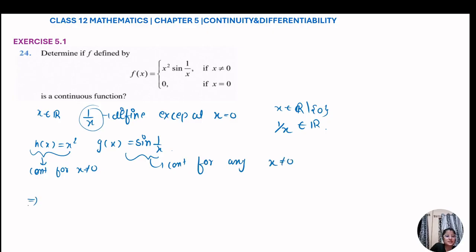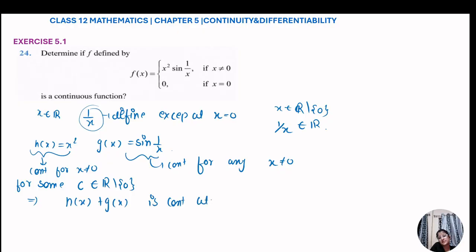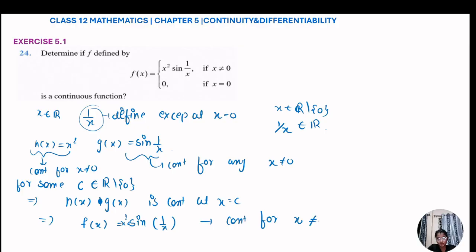So let's fix some c belonging to the reals minus 0. My h and g both are continuous. So by this, my f of x, which is nothing but h of x times g of x, is, sorry, it's not summation, it's product. By using the algebra of product, when h of x is continuous and g of x is continuous at a particular point, then their product is also continuous. So by using that, we get x square times sine of 1 upon x is continuous for any x not equal to 0.